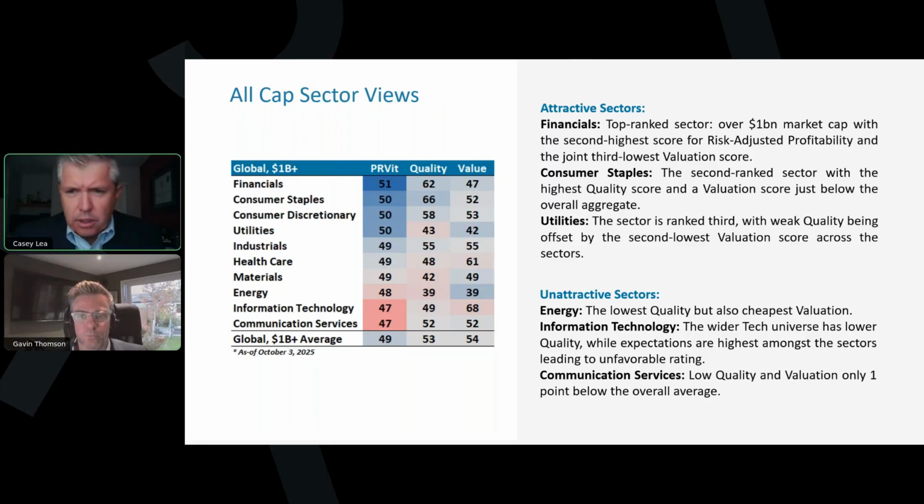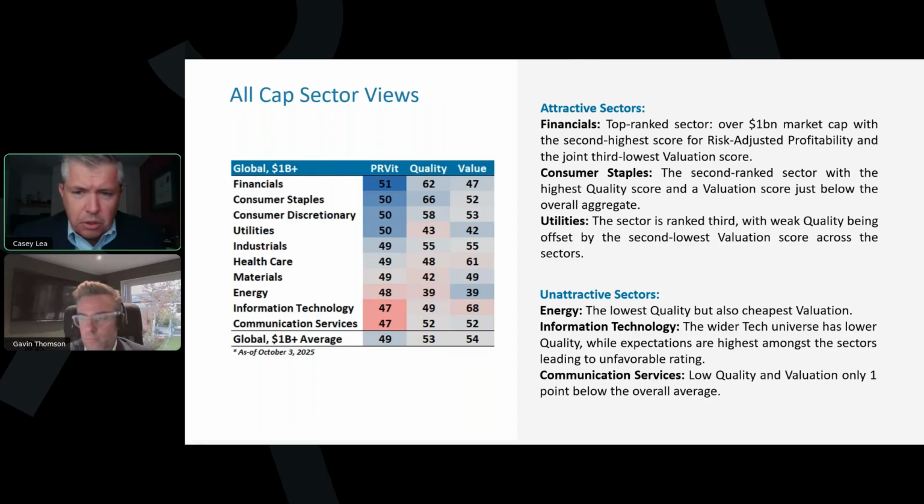So looking at our sector attractiveness for the global universe of companies with a market cap over 1 billion, we typically refer to this as our all cap view. We highlight financials as one of the most attractive sectors, with the second highest score for risk-adjusted profitability, that quality score, and the third lowest valuation score. Well, it's tied for third.